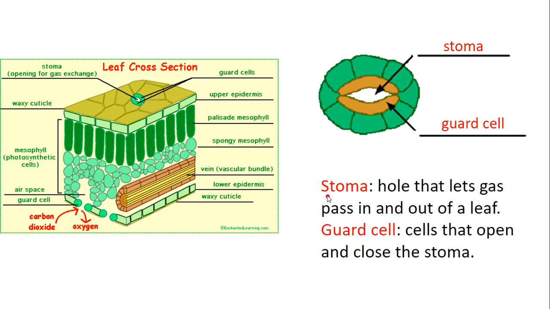And the guard cells, of course, are specialized cells that can open and close the stoma depending on the time of day, depending on the season. Does the plant need to bring in carbon dioxide? Does it not? So the guard cells open the stoma or close the stoma.